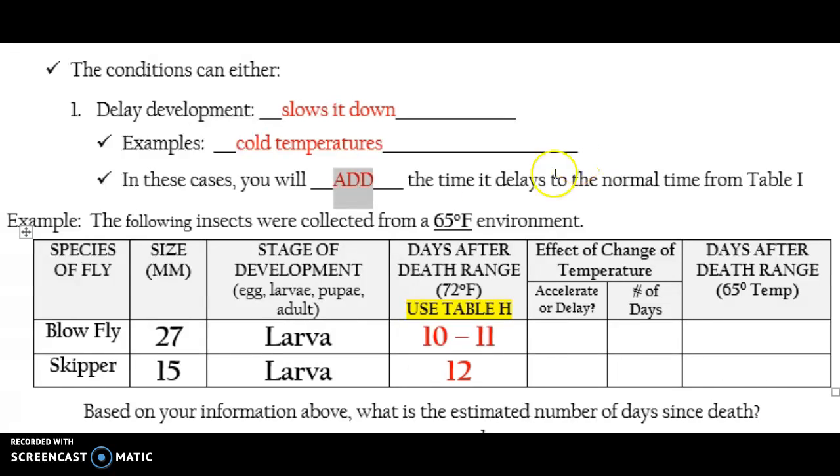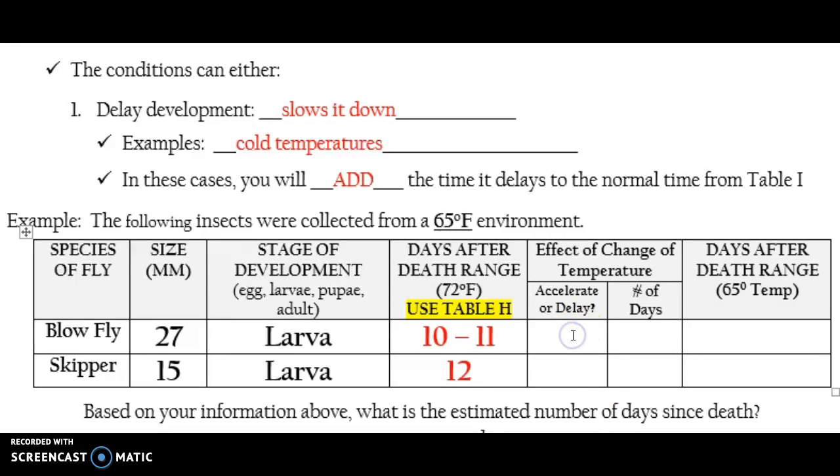If we look at this example, it tells you that it is at 65 degrees Fahrenheit, so that's colder than the room temperature of 72 degrees. We have two insects with two different sizes: the blowfly is 27 millimeters and a larva, and the skipper fly is 15 millimeters and also a larva. We just went over together how to figure out that table, so I'm not going to go through that again. That's directly from table H. I just look up the size and the stage of development that it's in. The next three columns are the ones that are different, where you will see if you have a drug or a temperature change.